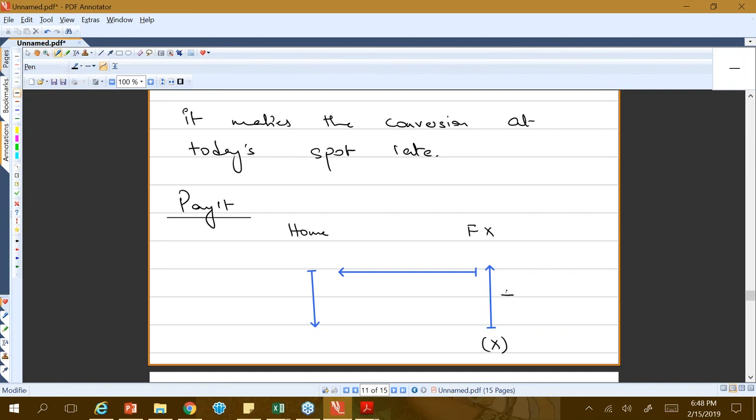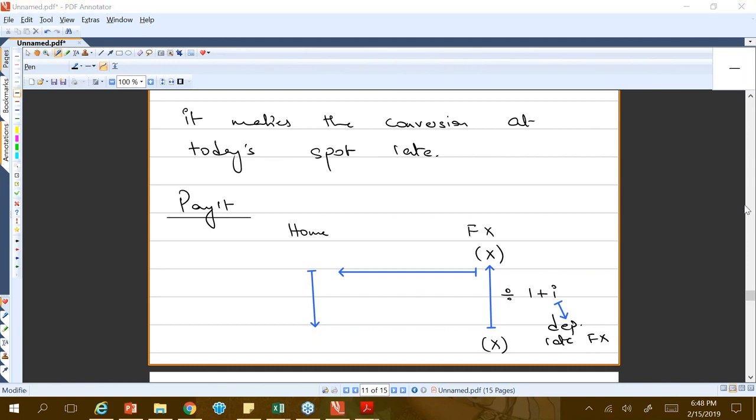The first thing is we divide by 1 plus the I, and we get our answer here. Now this I here is the deposit rate abroad, the FX deposit rate abroad.